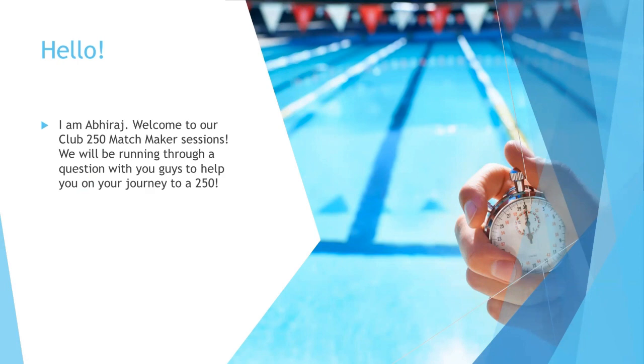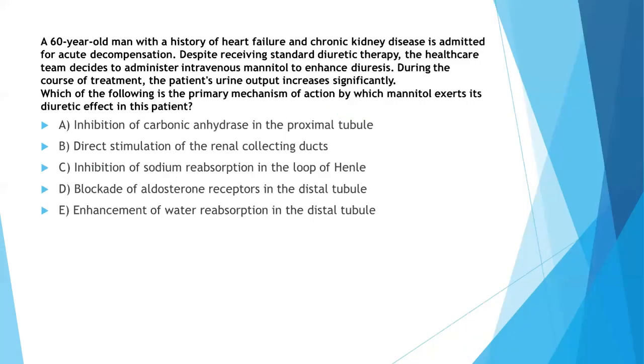This video is all about diuretics and antihypertensive drugs. Which of the following is the primary mechanism of action by which mannitol exerts its diuretic effect in this patient? A 60-year-old man with a history of heart failure and chronic kidney disease is admitted for acute decompensation. Despite receiving standard diuretic therapy, the healthcare team decides to administer intravenous mannitol to enhance the diuresis. During the course of treatment, the patient's urine output increases significantly. What is the primary mechanism of action of mannitol in this patient?